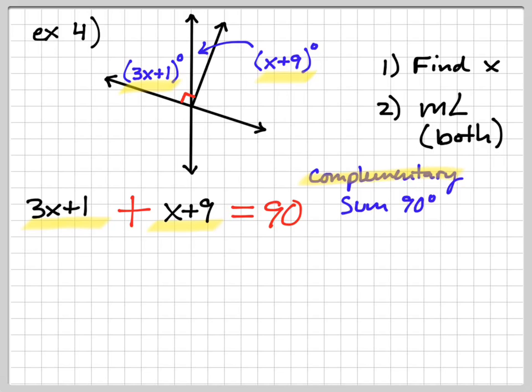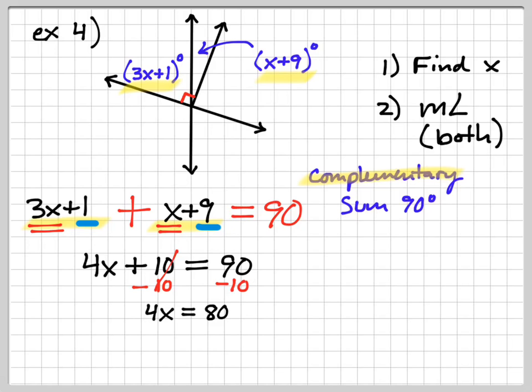And now I have an algebra problem. I do have to identify that I can combine like terms. 3x plus 1x is 4x, and when I put the 1 and the 9 together I get plus 10. So I have 4x plus 10 equals 90. And now again we're just back to two-step algebra. Step 1, subtract 10 from both sides, and I get 4x equals 80. Step 2, divide by 4, and my final answer for the first part of this is x equals 20.